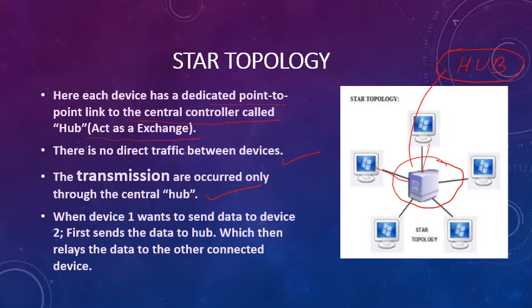When one device wants to send data to device 2, first, if system number 1 wants to send the data to system number 3, then first it will send the data to the central computer hub, and then it will send the data to system number 3. So here is a very important point. When device 1 wants to send the data to device 2, first send the data to hub, which then relays the data to the other connected device.